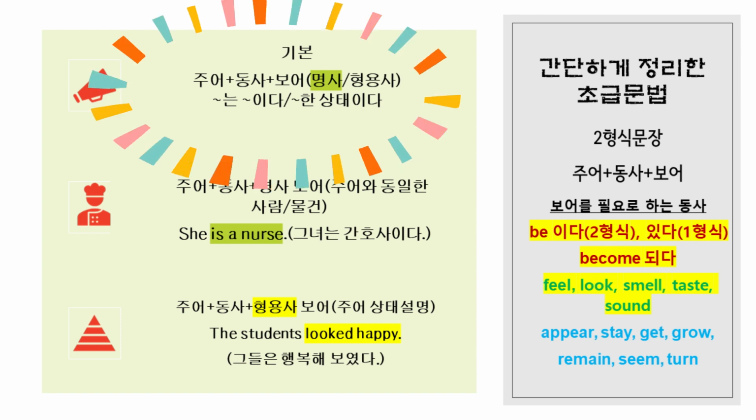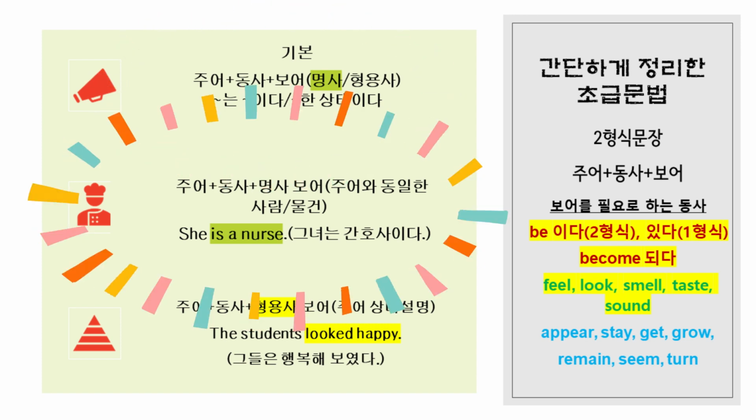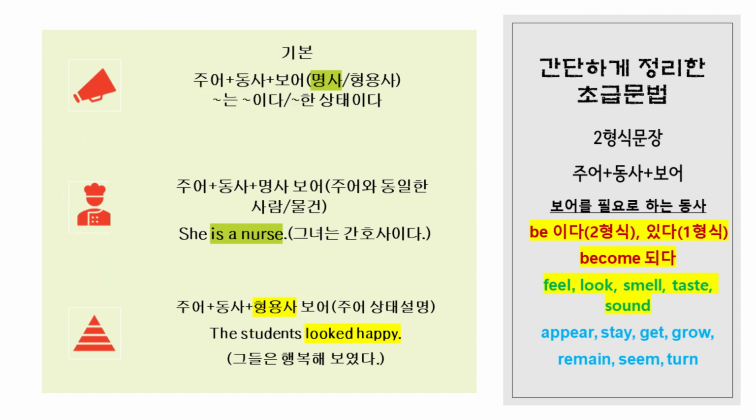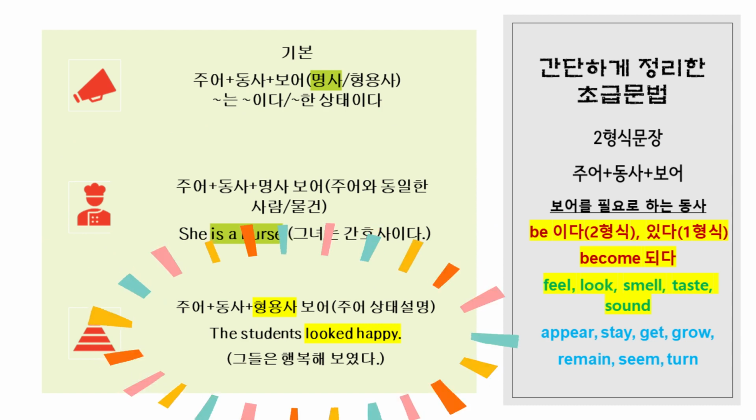For the complement, you can use a noun or an adjective. If you have a noun for the complement, it refers to the same person or thing as the subject. If you have an adjective for the complement, it describes the state of the subject.